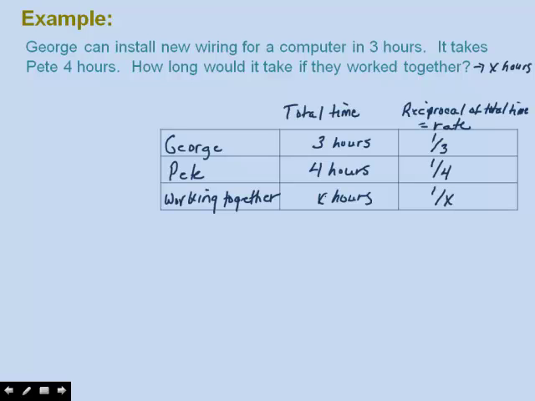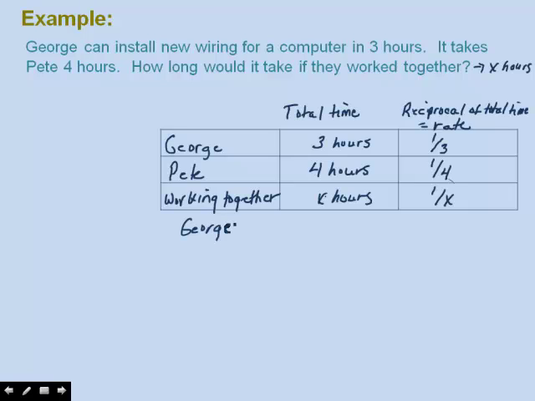Now that we've got our table filled in, we need to think about any other comparisons or relationships between these numbers from the original problem. There isn't anything in here that says that 2 rates or times are the same, so the only other thing that we know is that if we take the rate that George works and the rate that Pete works and add those together, we should get the rate that they work together.